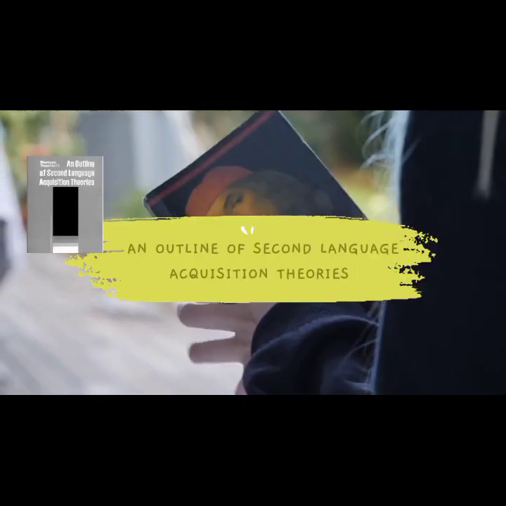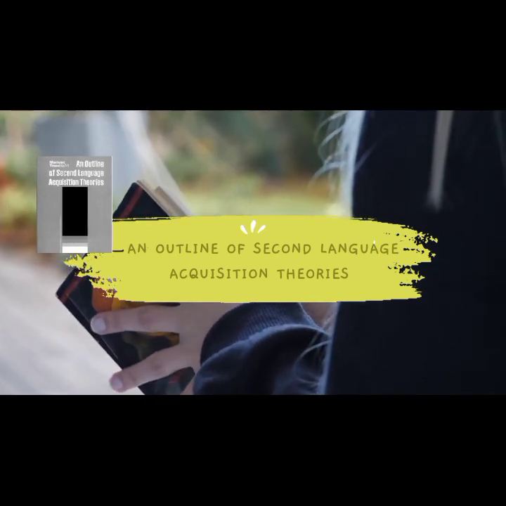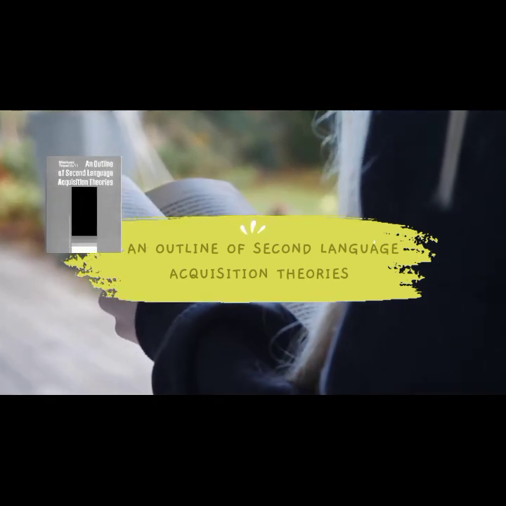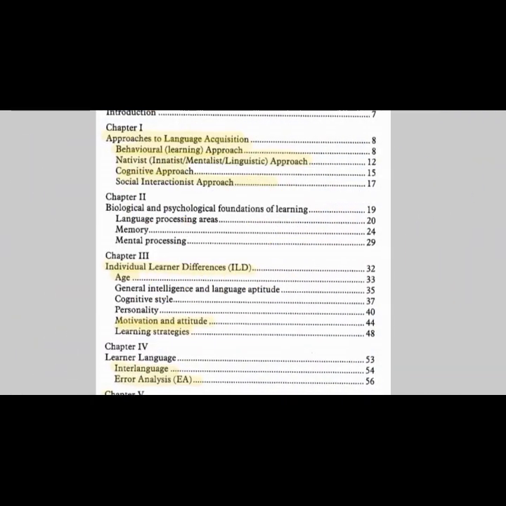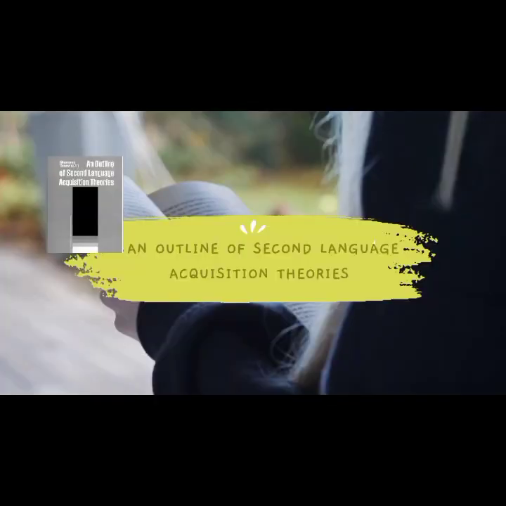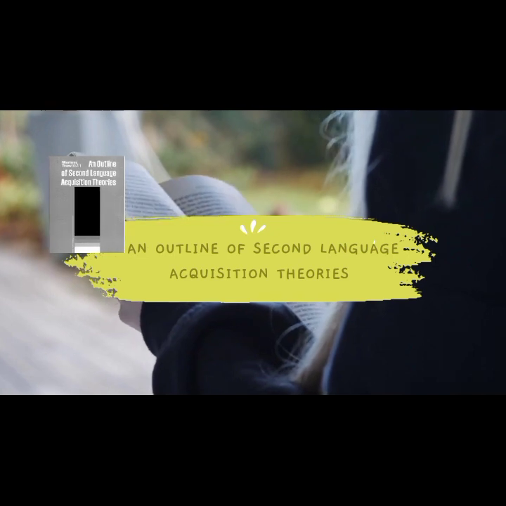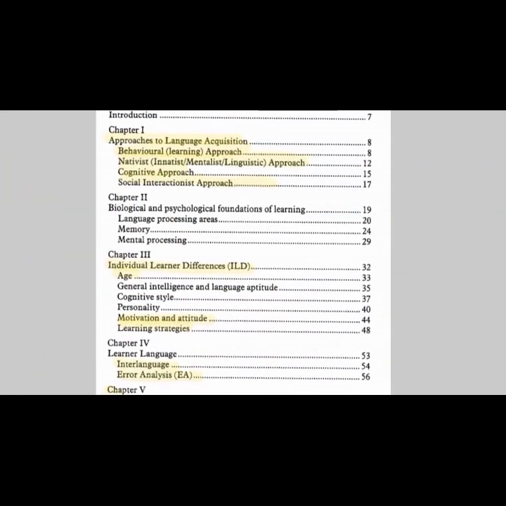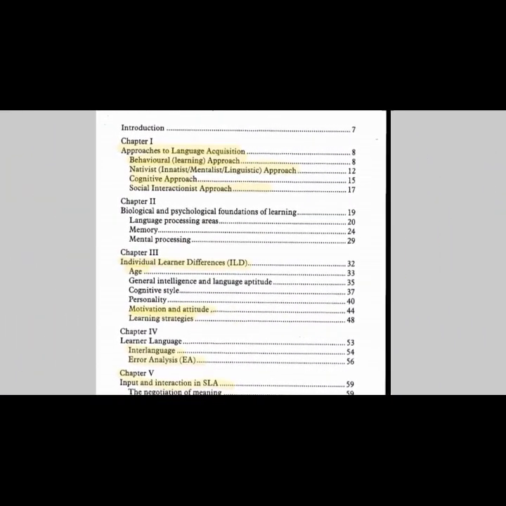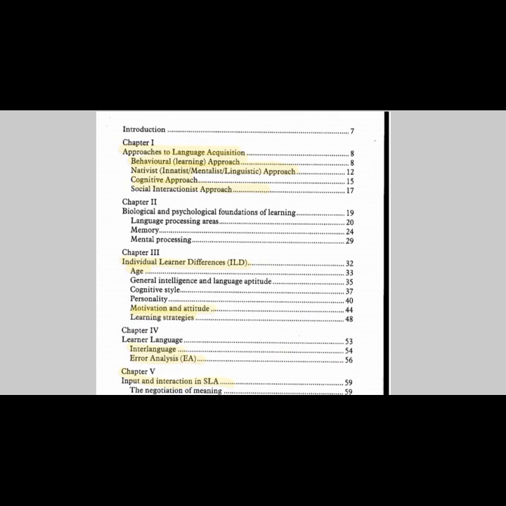The third book we have is An Outline of Second Language Acquisition Theories. So as its name indicates, it talks about how languages are acquired through theories of learning. Mainly we'll focus only on behaviorism, cognitivism, and constructivism for your revision for the teaching exam. So these are the main theories besides Krashen's hypotheses. As you can see, this is the content of this book.